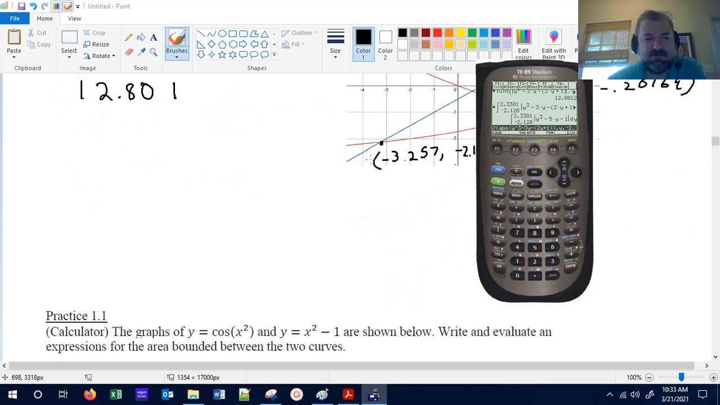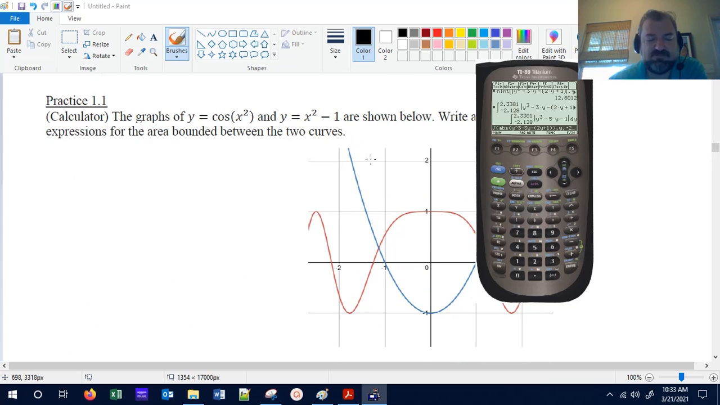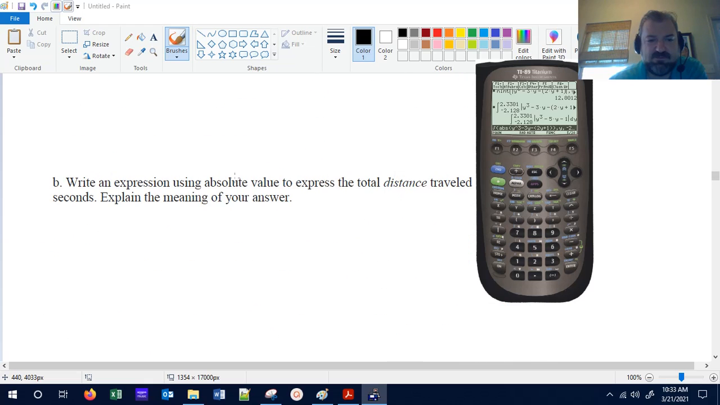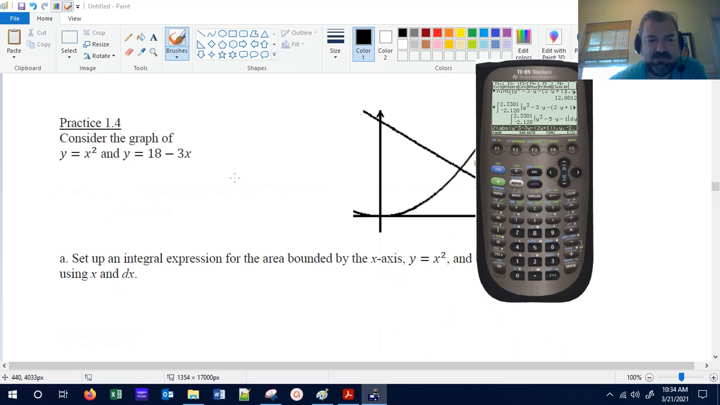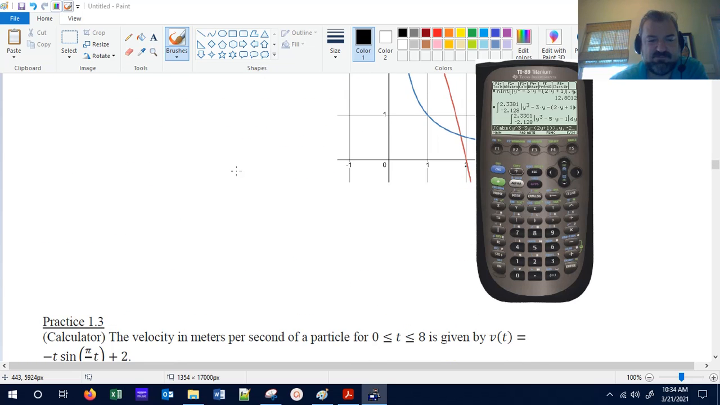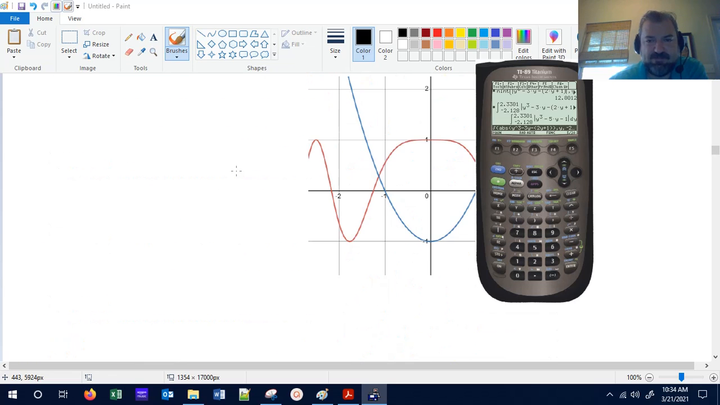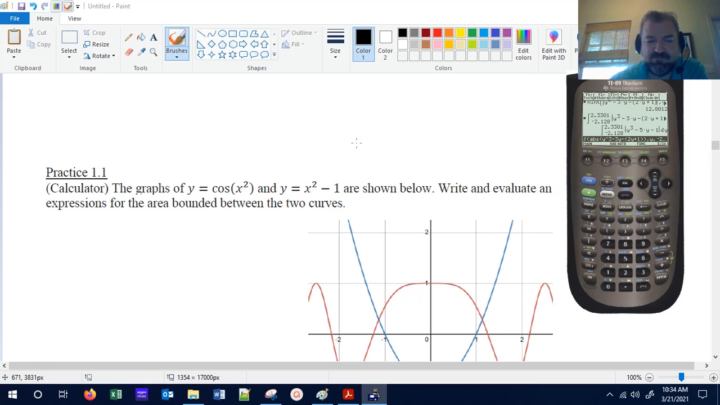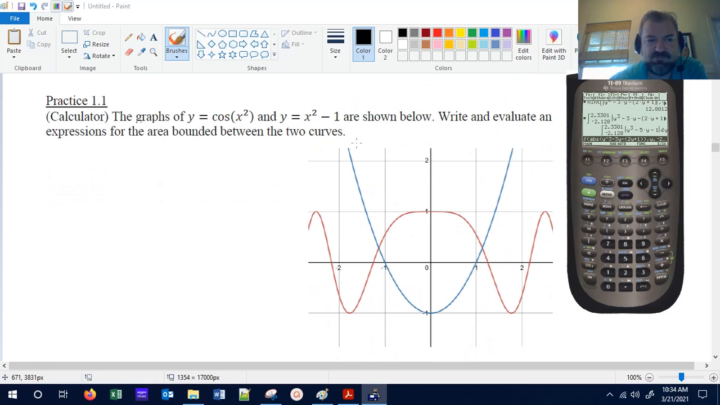Okay, let's take a look at the next ones. Okay, you get some practice problems. So I'm going to have you go ahead and do practice 1.1, practice 1.2, A and B, and then you have 1.4, and that should finish it off. So please work each one of these problems. Use your calculator when it says to, and we will then go over the results. So we'll start with practice 1.1.